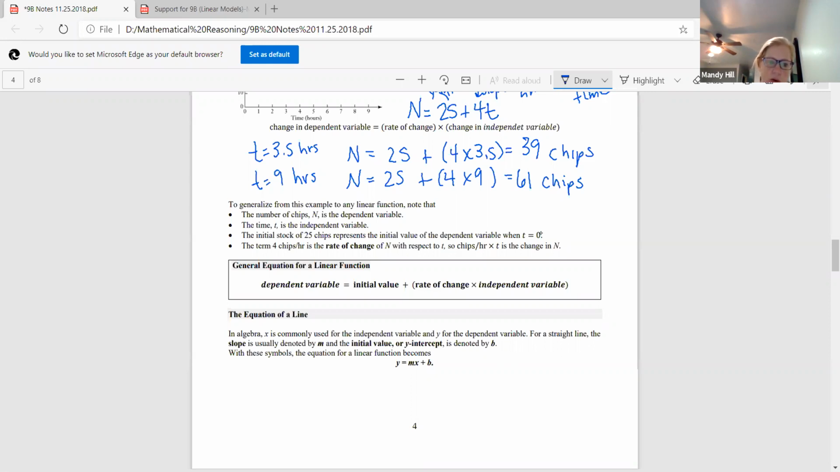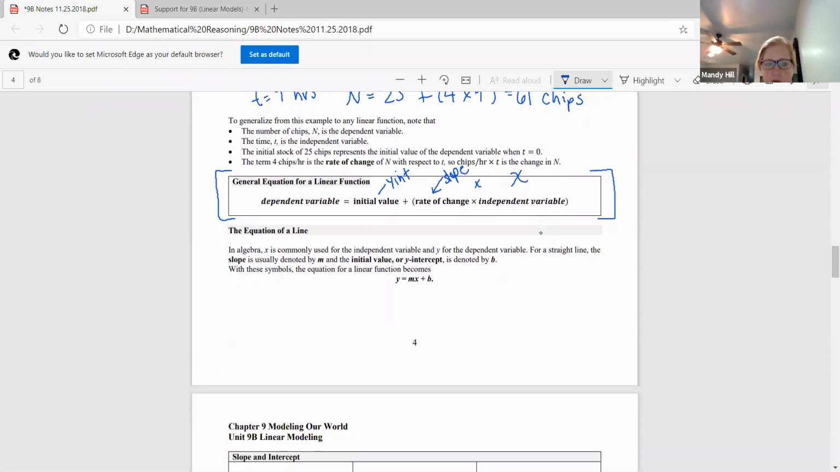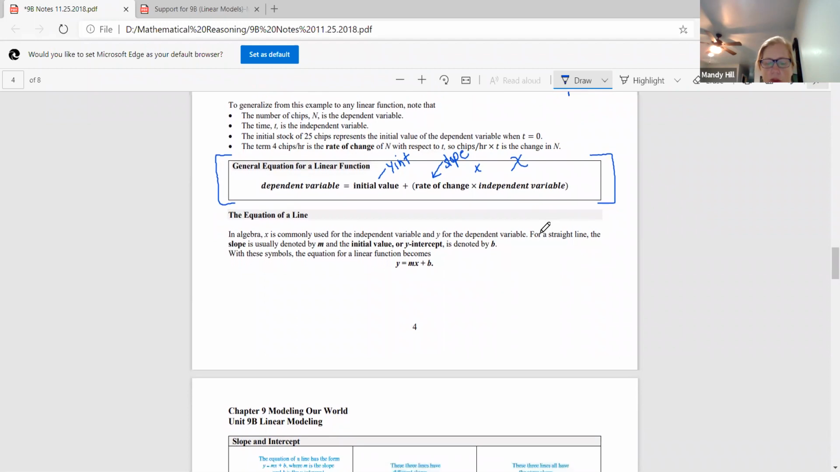So if we want to write an equation, here's a general equation for a linear function. You're going to do the dependent variable is equal to the initial value, which is also called your y-intercept. And you're going to add that to your slope, which is your rate of change, times whatever your independent variable is. So it depends on what you want to call this. Sometimes we just have an x here. In algebra, x is commonly used for the independent variable and y for the dependent variable.